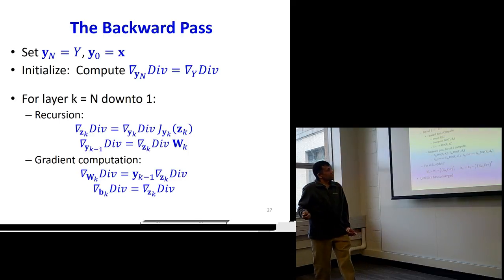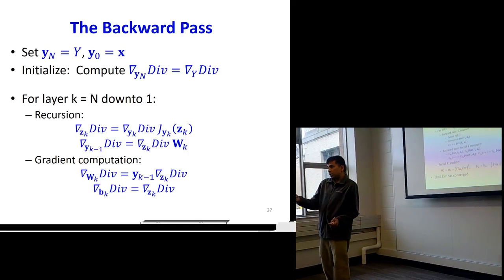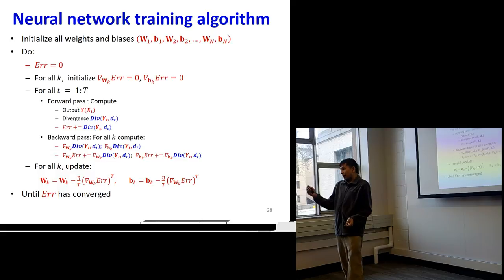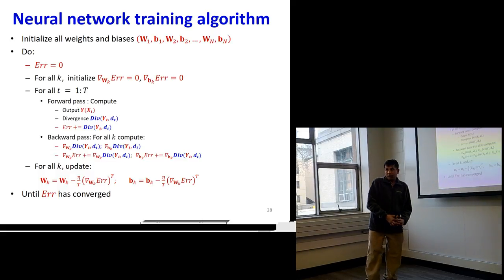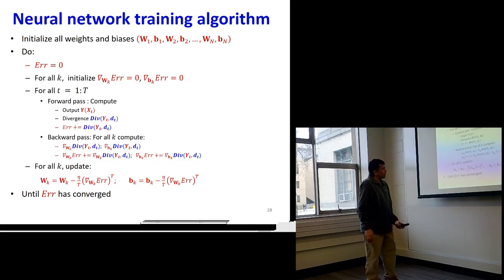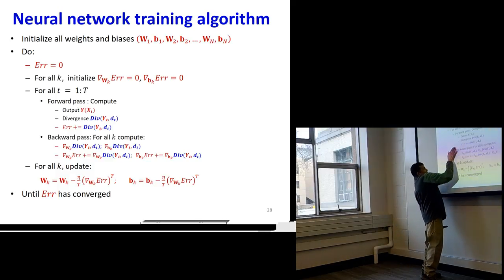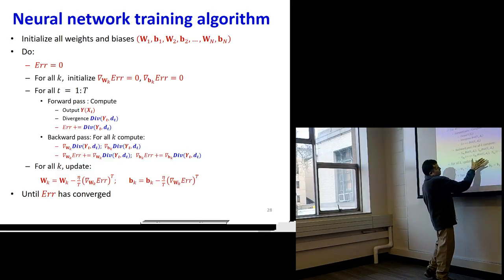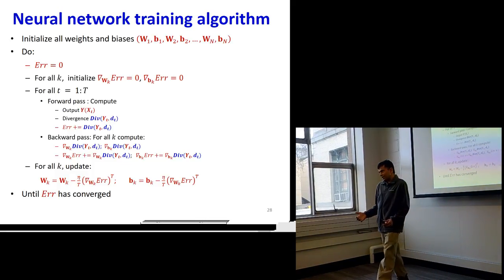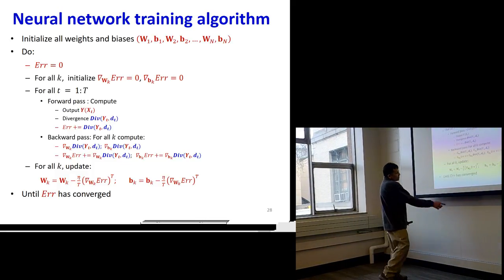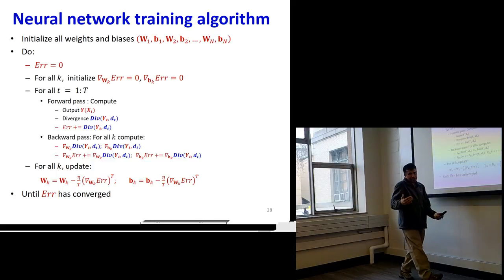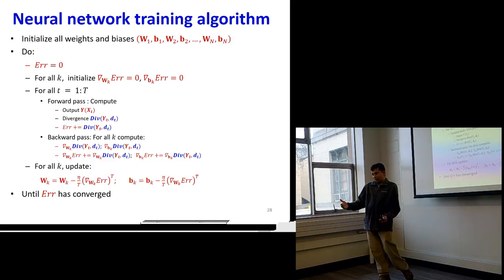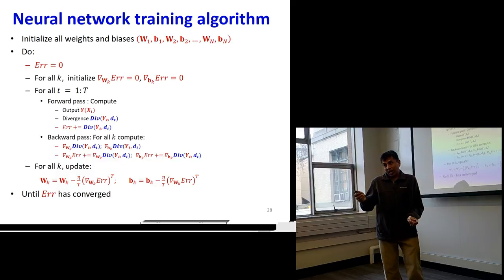And once you do that, you can gather them all into the overall back propagation gradient descent algorithm. You go over all of your training instances and compute the average divergence with respect to both the weights and the biases. And once you've computed the average, you can just update your weights by subtracting some step size times the average divergence, right? So this was the whole back propagation algorithm.